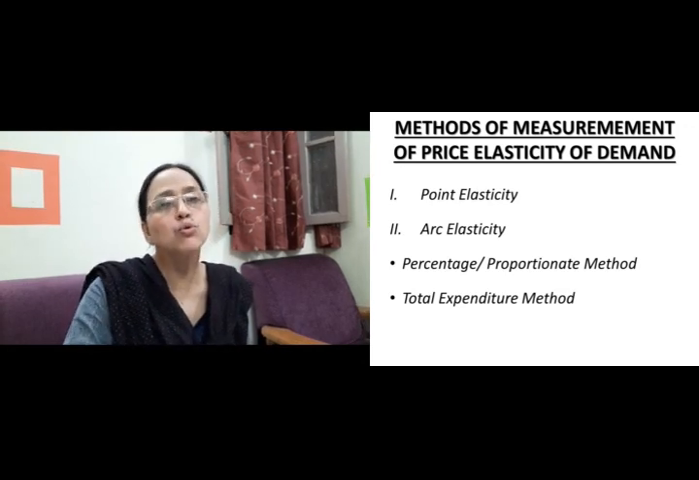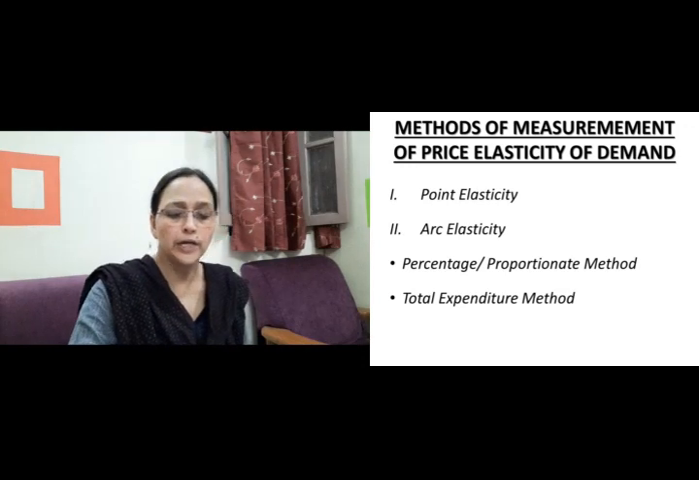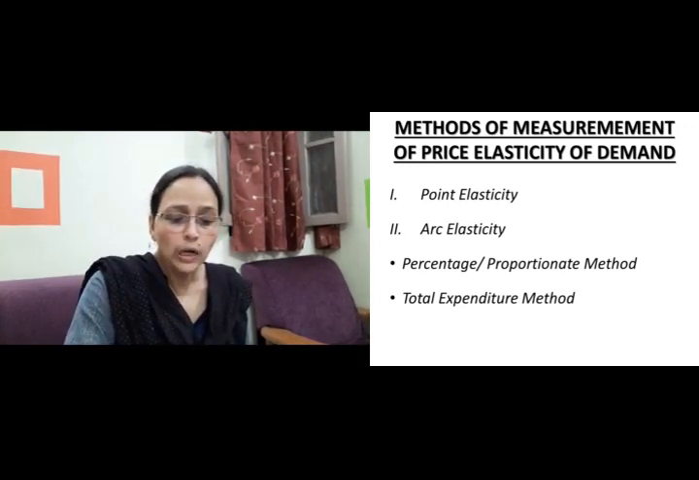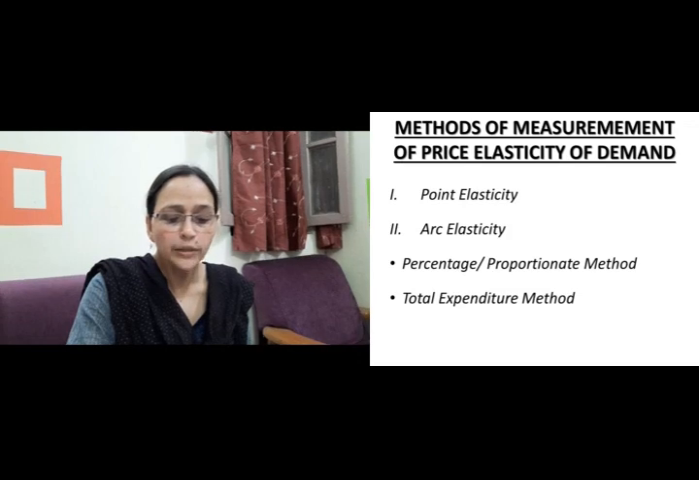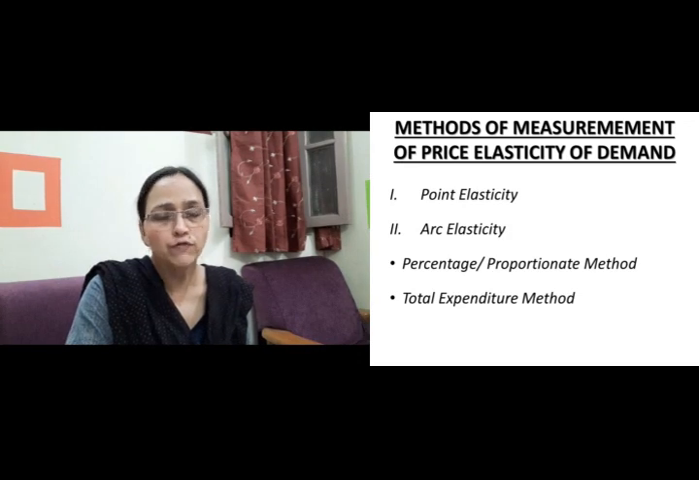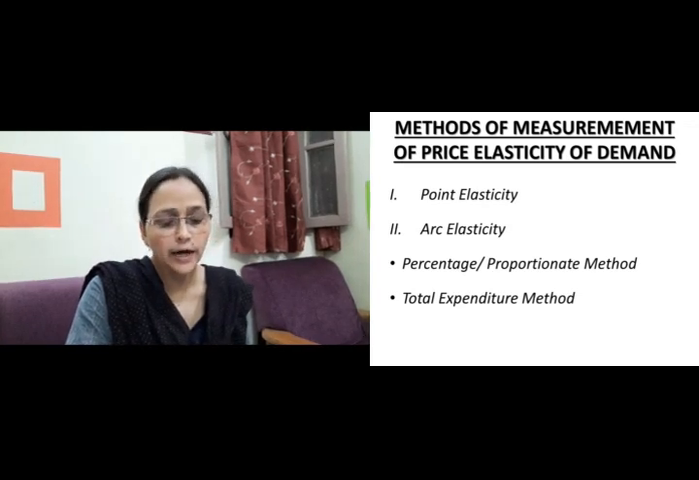Now we are coming to the total expenditure method. What do you mean by total expenditure? The total expenditure or total outlay is the expenditure incurred by the households on the purchase of a commodity. How do you derive total expenditure? It is the product of the price of a commodity and the quantity demanded at that price.